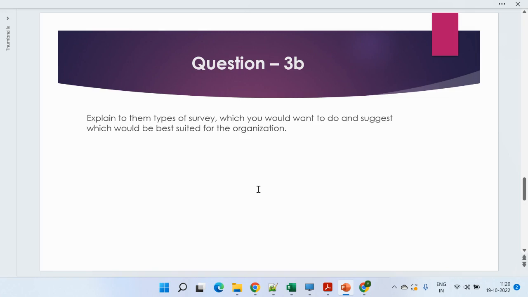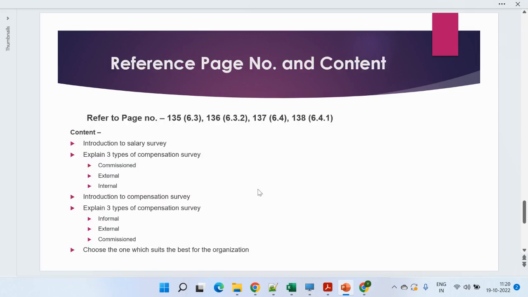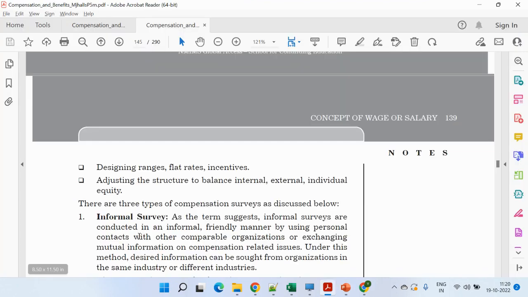Now moving to the third B question: explain the types of survey which they want to suggest, and suggest the best one which suits the organization. So again, give a brief about the salary and compensation structure, three types of salary and three types of compensation. Sorry, it's a miss. So the three types of salary survey are commissioned, external, and internal, and the compensation surveys are informal, external, and commissioned. And you need to choose the best one, which suits the organization.